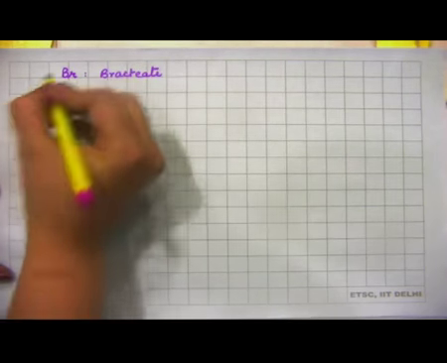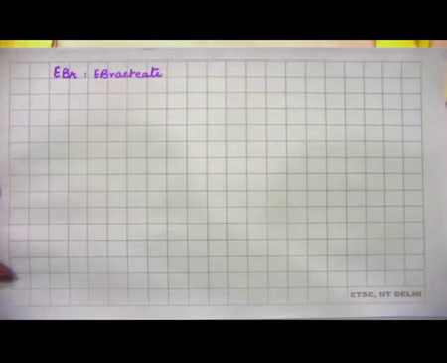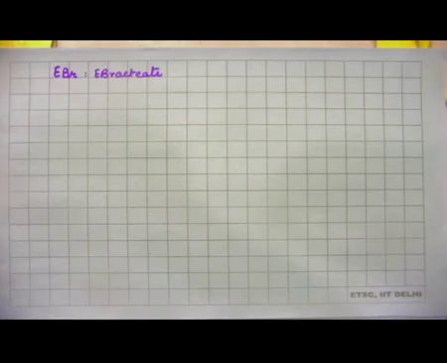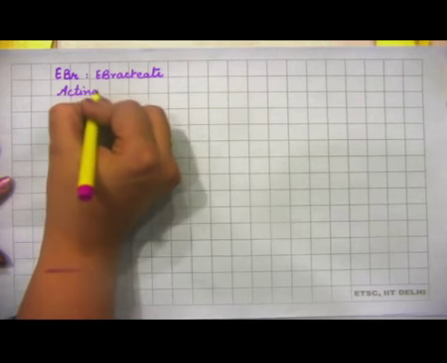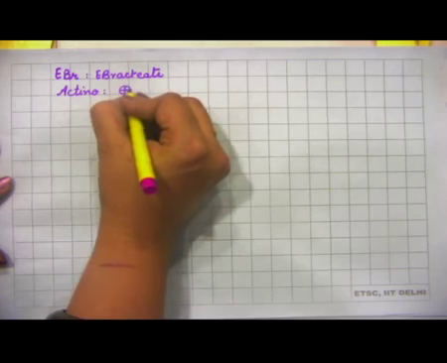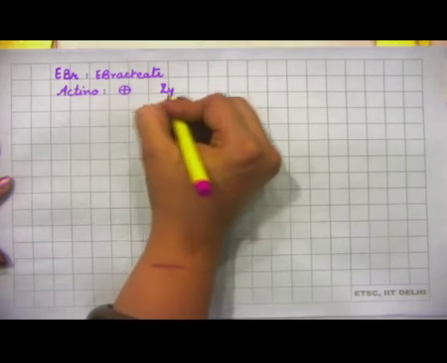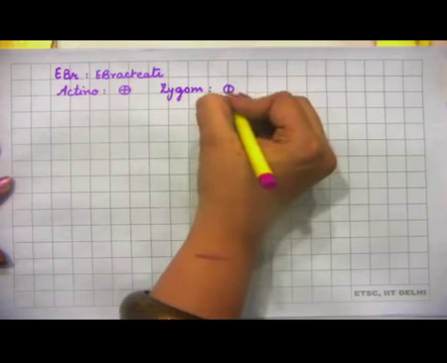And if we write EBR, it is ebracteate flower, that is the bracts are absent. Then we have to tell whether the flower is actinomorphic or zygomorphic. Actinomorphic, if you remember, I told you, is the flower which shows radial symmetry. So, actinomorphic flowers are shown by this symbol, while the zygomorphic condition is shown by this symbol.